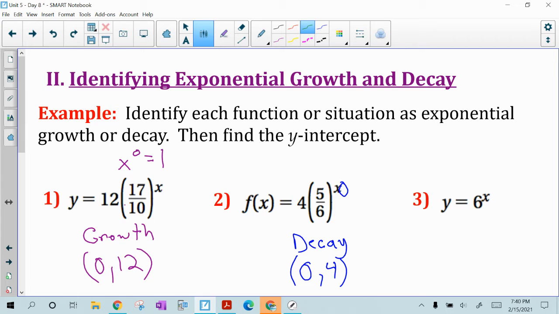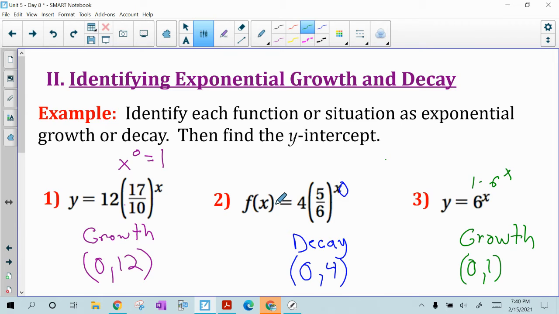The only thing that's a little bit off on this is, where's my a value? I have that implied a value. It's not there, but we all understand that it's 1. So my base this time is bigger than 1. It's 6, so I'm going to say it's exponential growth. And my a value is 1, so the y-intercept is just (0, 1) there.